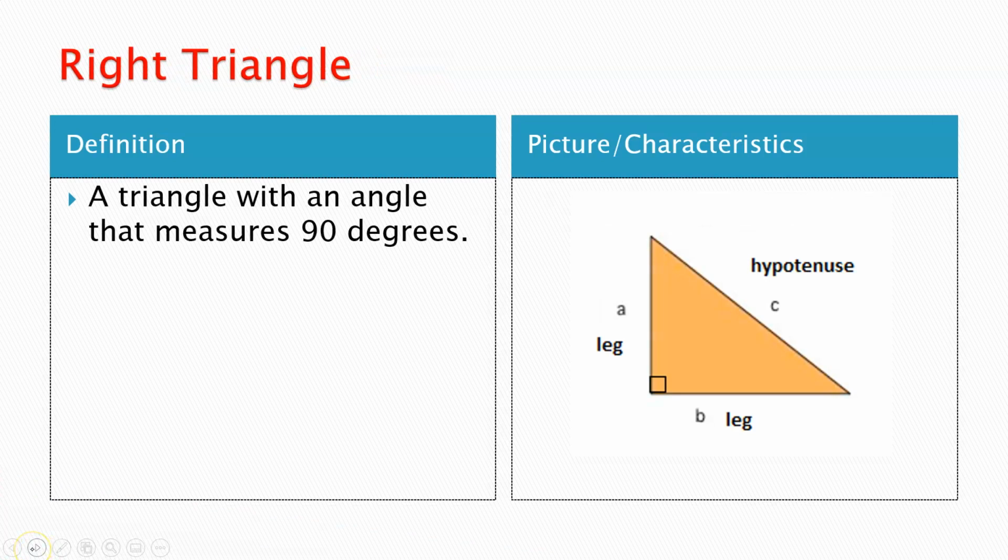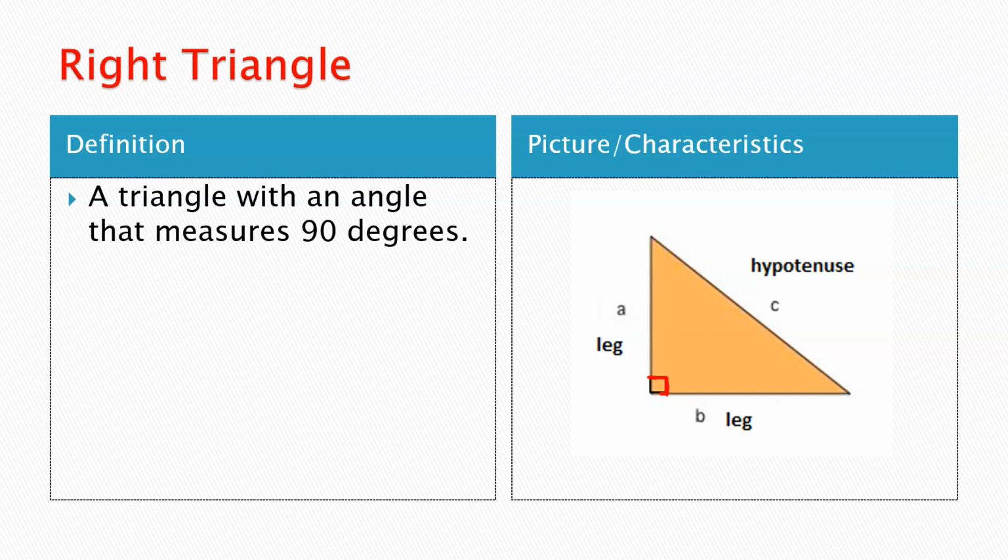What are right triangles again? A triangle with an angle that measures 90 degrees. And again, we normally see that with that nice little box corner. That lets us know that, hey, that corner, that's the one that measures 90 degrees. That's that perfect sweet corner that we like to see.